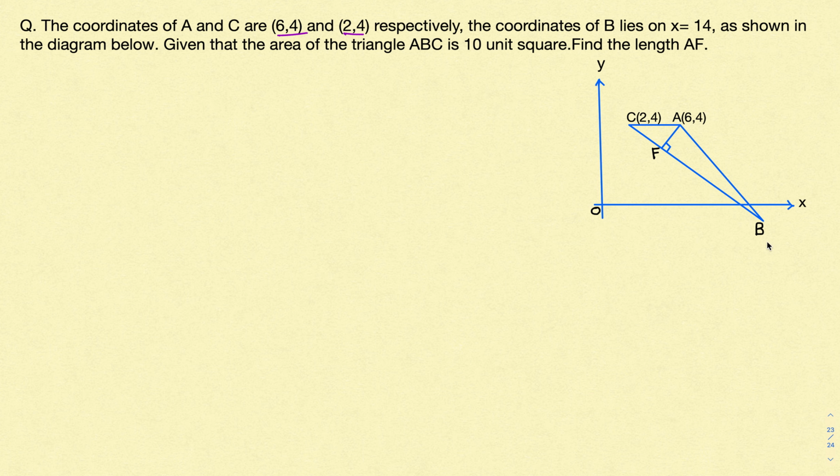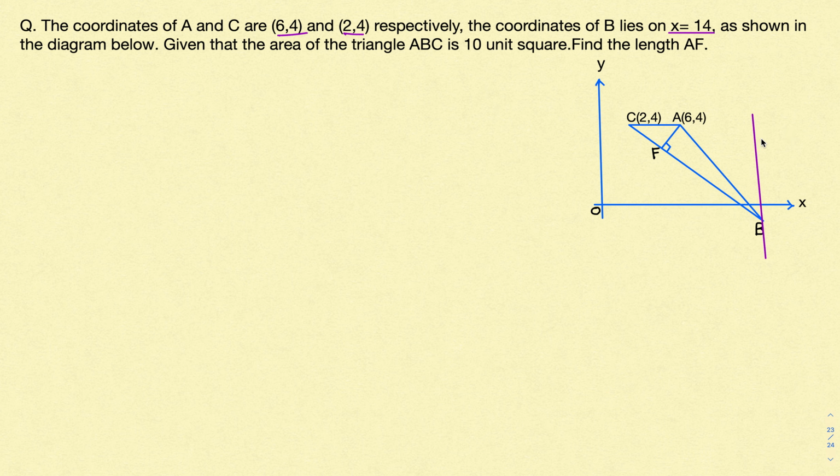Okay, so I think the first thing we should do is find the coordinate of this point B. So what information do we have related to this? One piece of information is that the coordinate of B lies on x equals 14. So x equals 14 will be a vertical line. So let's try to draw a vertical line. Let's say this is my vertical line passing through B. So this is x equals 14.